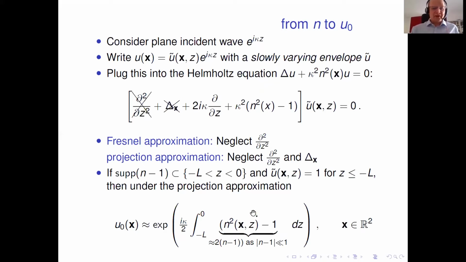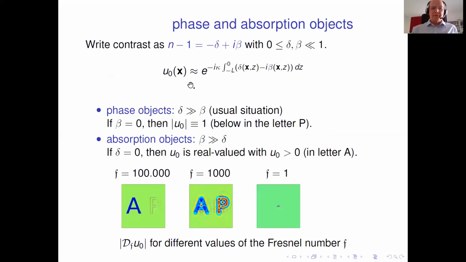Okay, that's called projection approximation. Okay, and then altogether the exit wave is given by that. And now let me illustrate how this looks. So I've created an exit wave which consists of two letters A and P, and A is an absorption object.